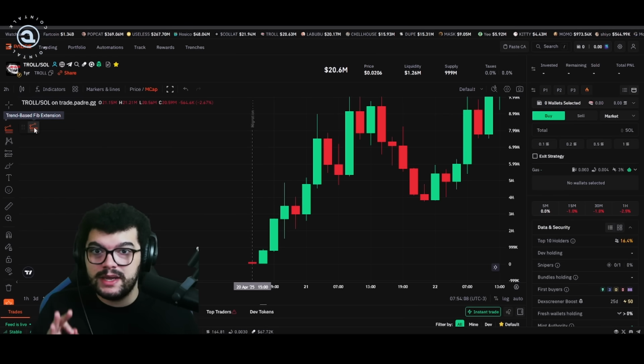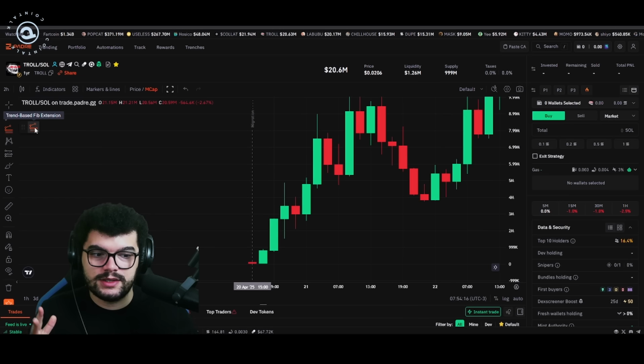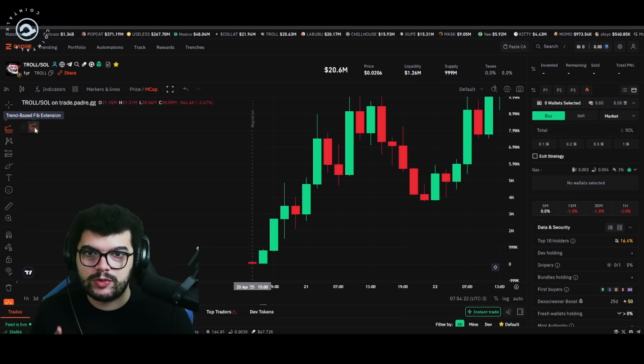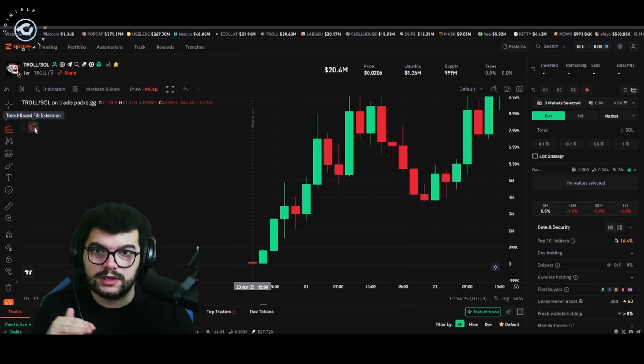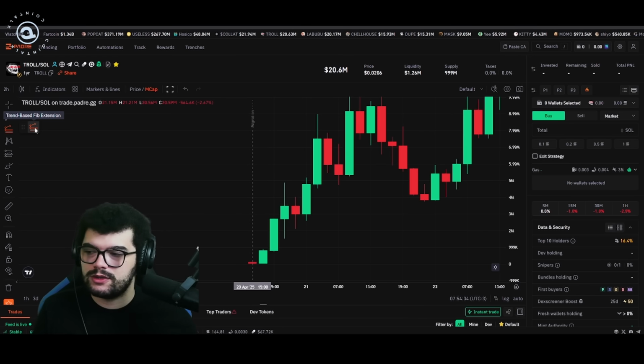This is the trend-based fib extension strategy. This is the one I use every single day. You see me do these Fibonacci lines a lot on my show to try and guess tops. And this is the best tool to predict where a chart with momentum is going to top. The absolute best one. All the pros use it. And I'm going to explain to you with a real life example how it works and how you can do it. So here we are with Troll.